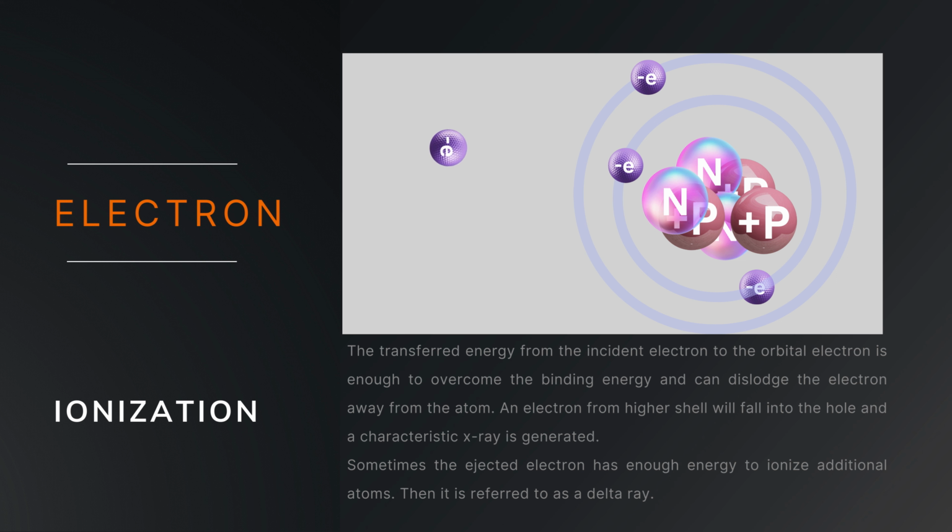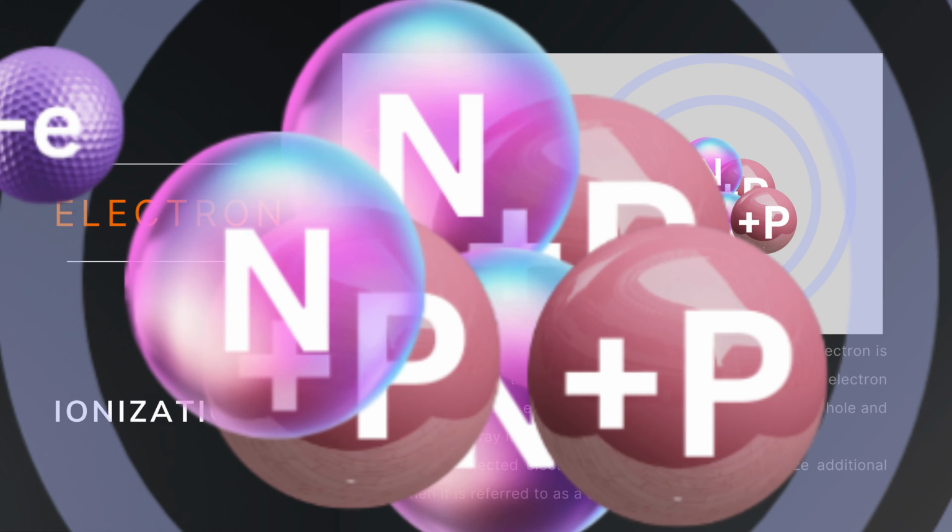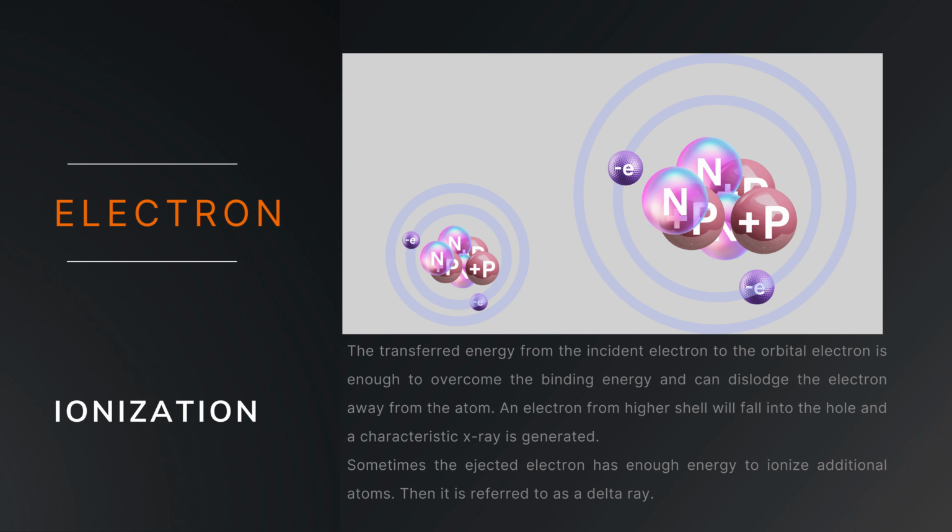If the dislodged electron is ejected from an inner orbit, another electron from a higher shell will fall into the hole and a characteristic X-ray is generated. This process is called ionization because 2 ions are generated as a result of this interaction: the electron, with negative charge, and the rest of the atom, with a positive charge. The incident electron then is scattered with a kinetic energy that equals the original kinetic energy of the incident electron minus the binding energy of the ejected electron and the kinetic energy of that ejected electron. Sometimes the ejected electron has enough energy to ionize additional atoms. Then it is referred to as a delta ray.